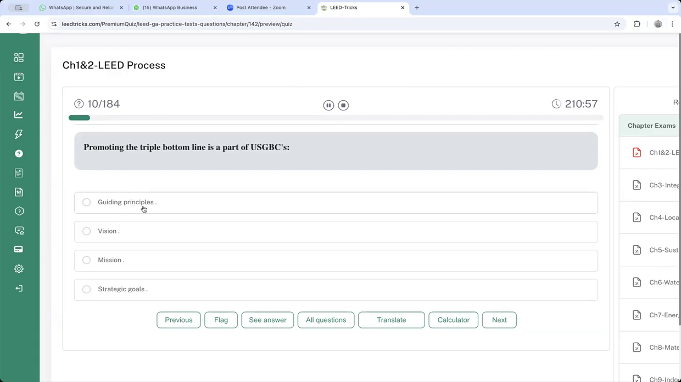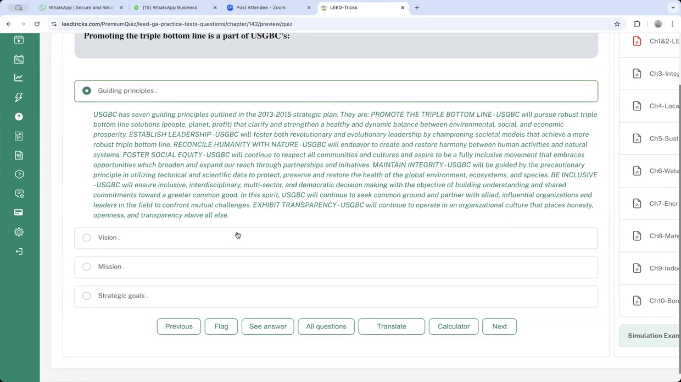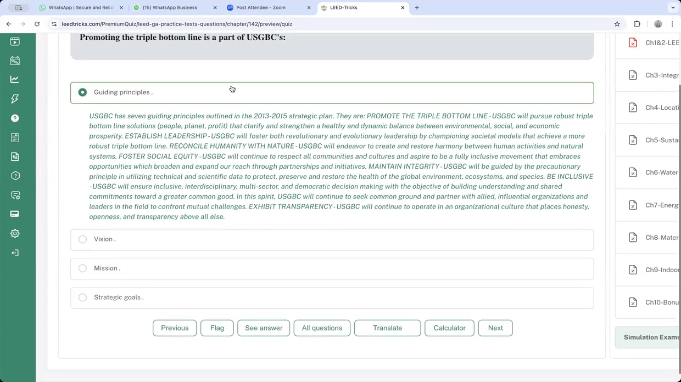So guiding principles, vision, mission, no, because we know already mission and vision. See, either A or D. Which one? Give a guess. You give A, one. Okay, let's see. That's correct. Guiding principles. When USGBC has some guiding principles, he publishes them in documents, in the website, and so on. Sometimes he asks this question.